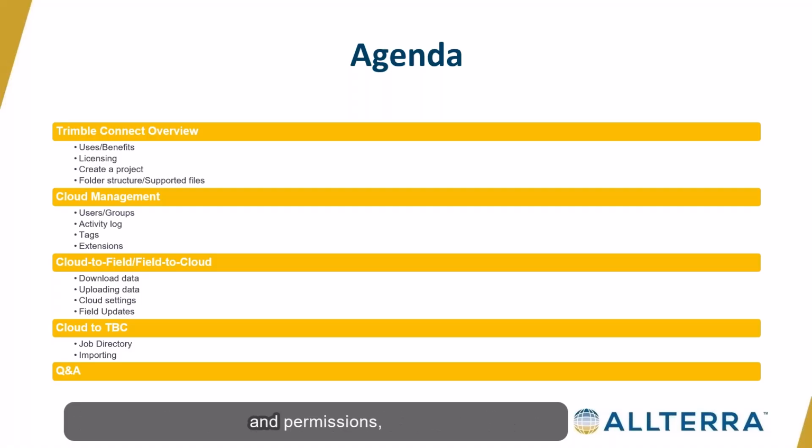I'll go through the Trimble Connect web interface, a walkthrough of the key tabs, including activity log, extension, tags, and permissions. We'll go through the cloud to field and field to cloud workflows, how to move data efficiently between the field and the office. We'll step into Trimble Business Center and look at the connected workspace, managing projects directly through TBC. And then finally, we'll address any questions that you had throughout the presentation.